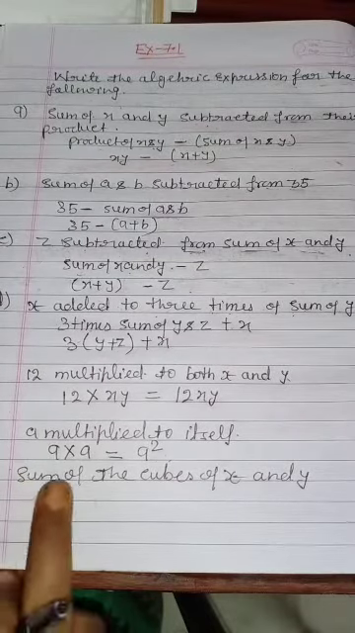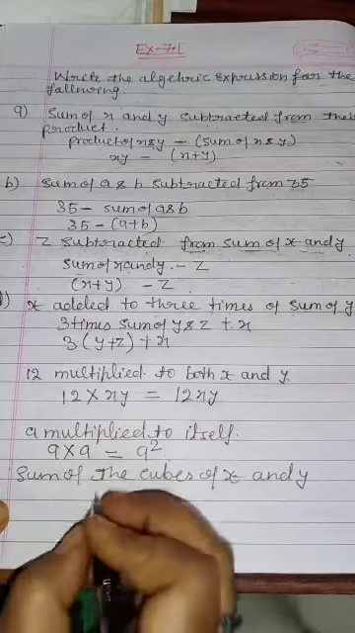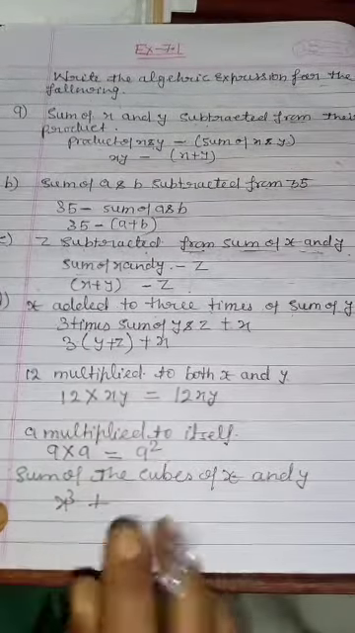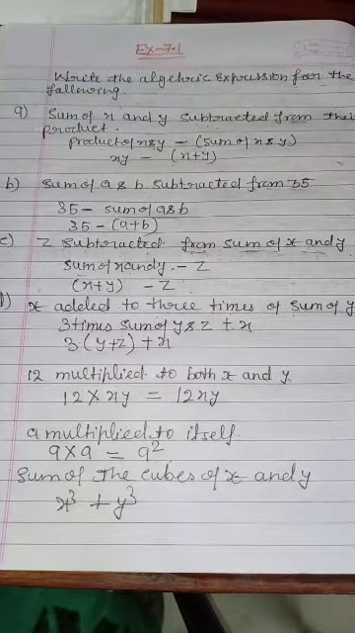Finally G part, sum of the cubes of x and y. Sum means plus, cubes means cube of x will be x cube, cube of y will be y cube. So x cube plus y cube, okay.